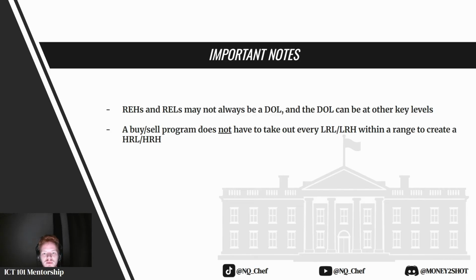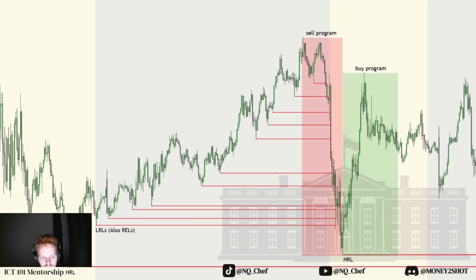Is the higher time frame more bullish than the lower time frame? Understand? A buy and sell program does not always have to take out every single low resistance liquidity within a range to create a high resistance, lower high resistance high. Meaning, over here is an example.